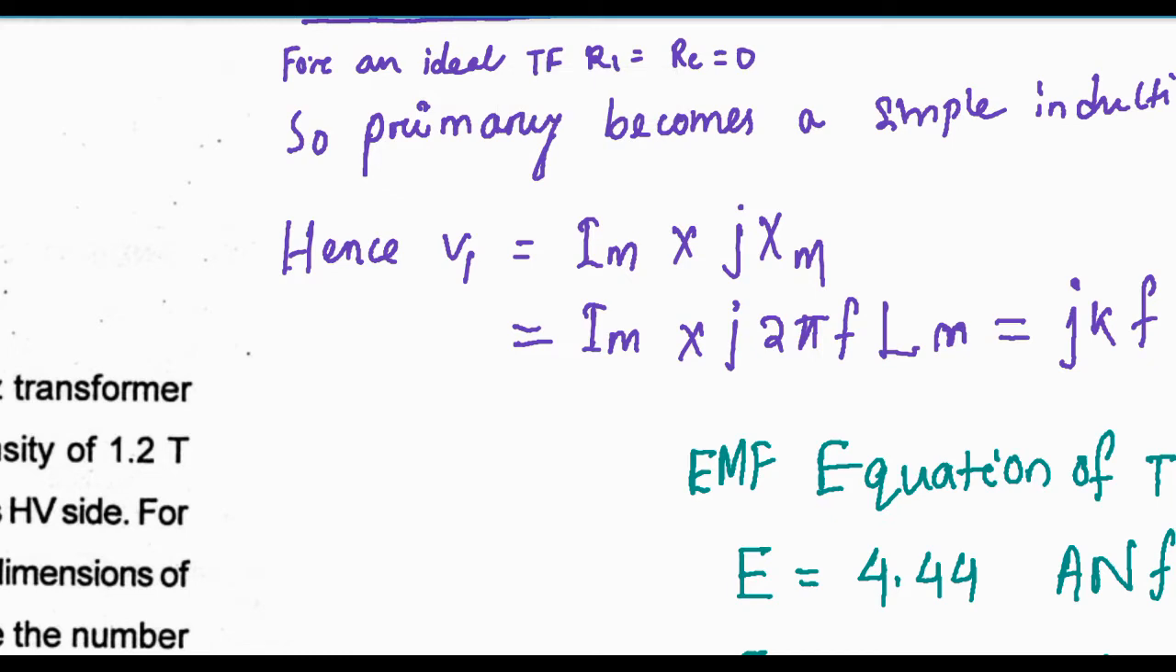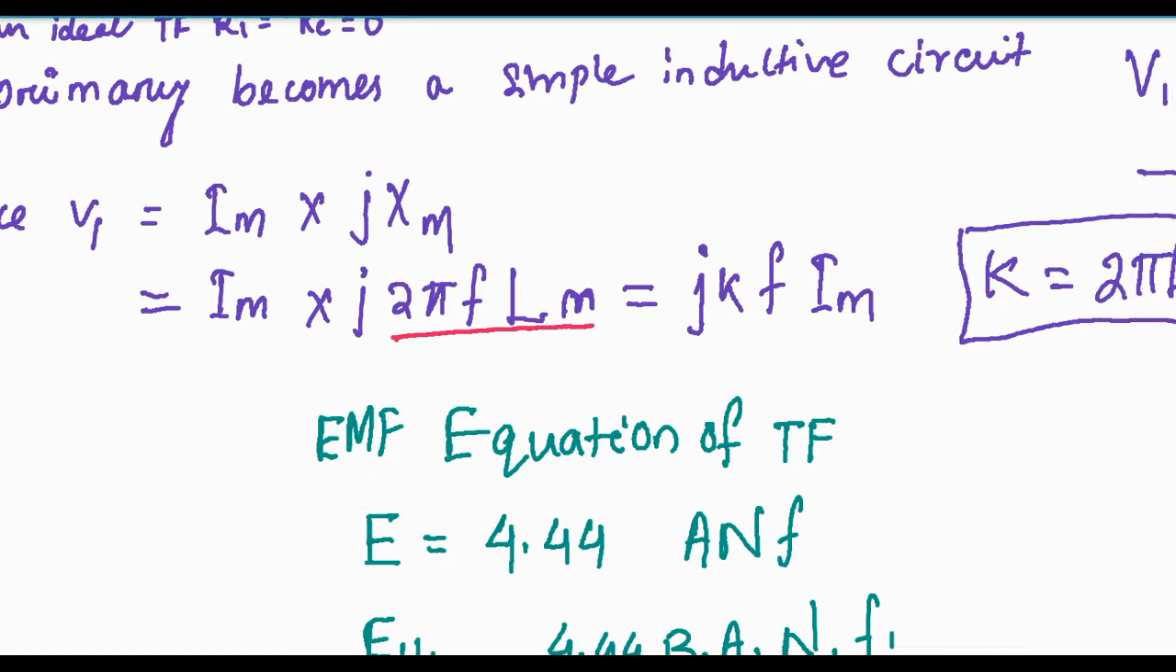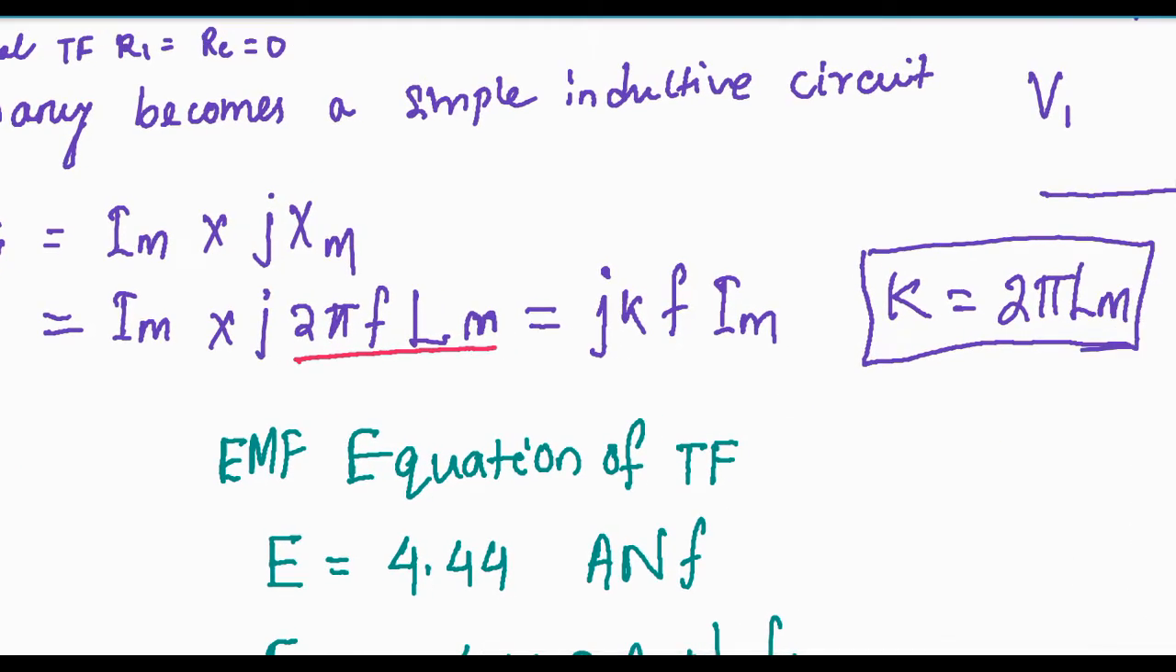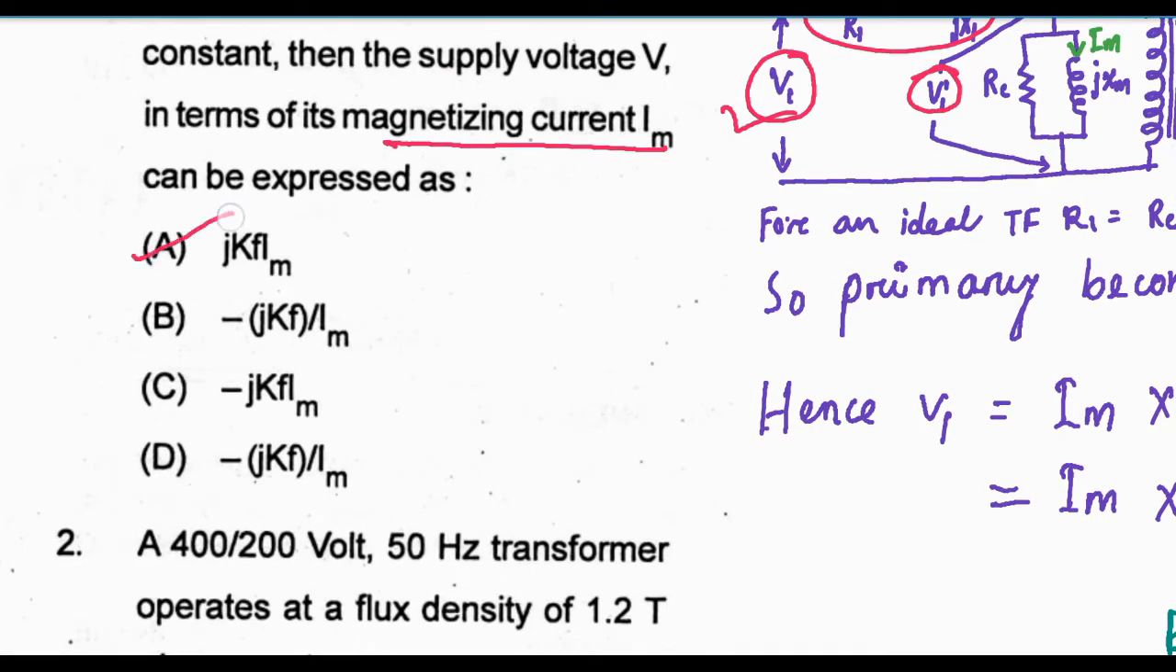Inductive reactance can be represented as 2 pi fLm. So here I can collect K to be 2 pi Lm, so that it will be a constant and we can represent as given in the question. So this will be jkf Im. So option 1, or option A, is the correct answer.